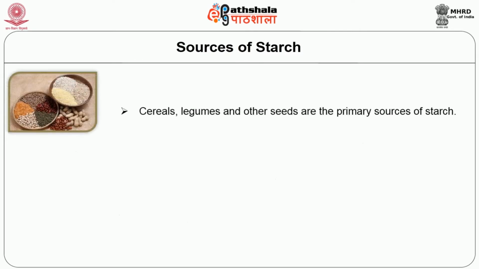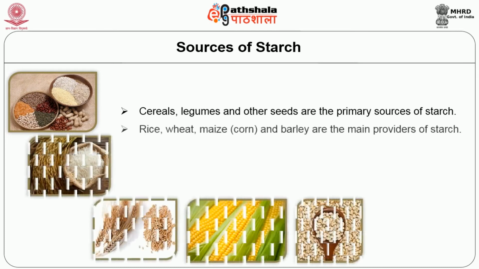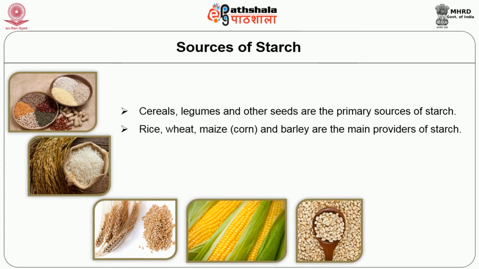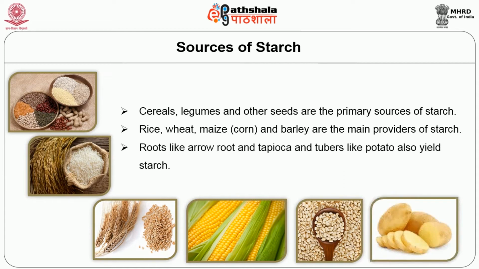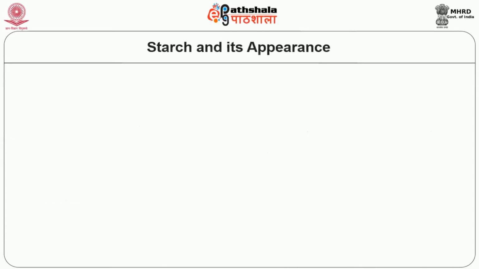Now let us see about the various sources of starch. Cereals, legumes and other seeds are the primary sources of starch. Rice, wheat, maize and barley are the main providers of starch. Roots like arrowroot and tapioca and tubers like potato also yield starch to some extent.